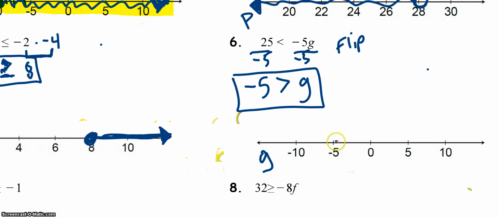So you have a g down there, an open circle at negative 5, and g is smaller than negative 5, and all the numbers that are smaller than negative 5 are more negative, so you'd shade all the solutions to the left.